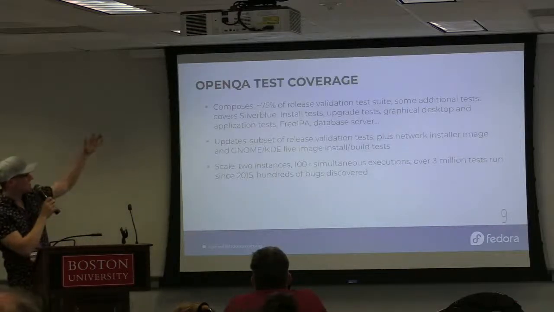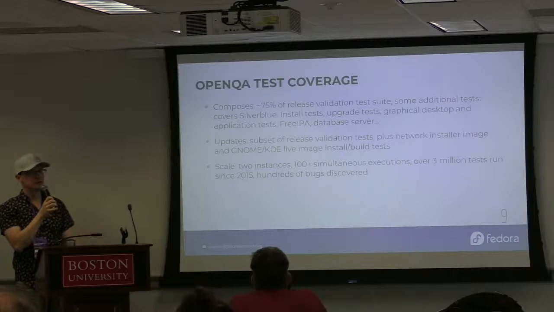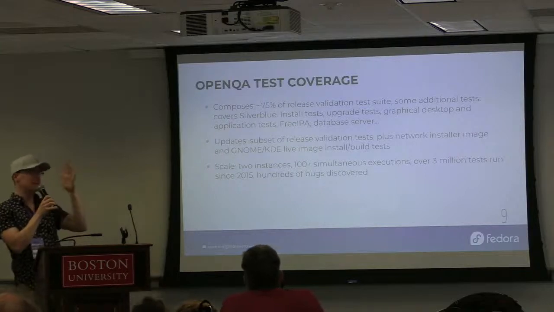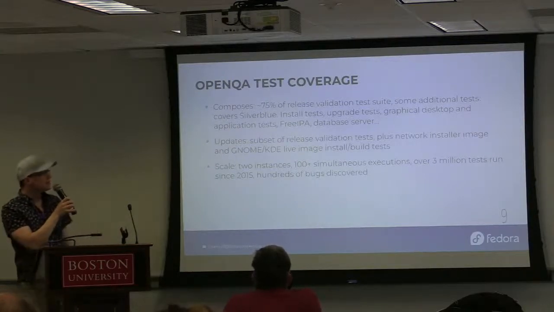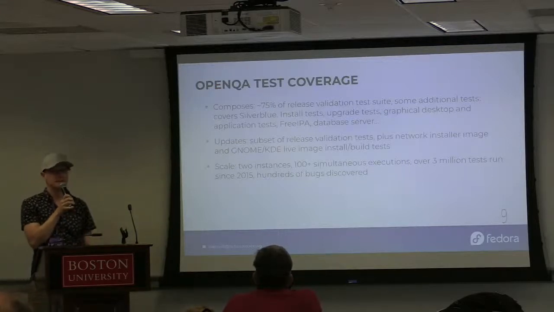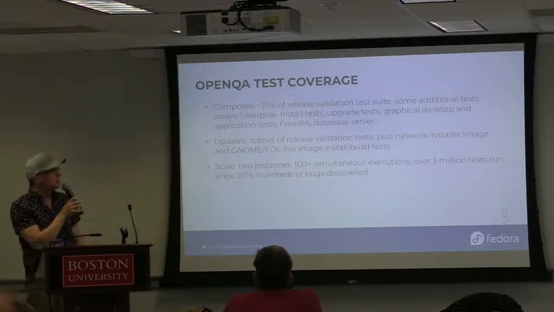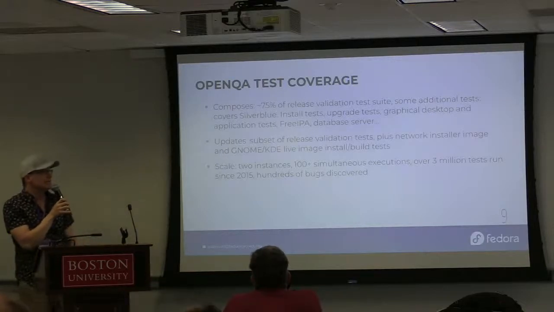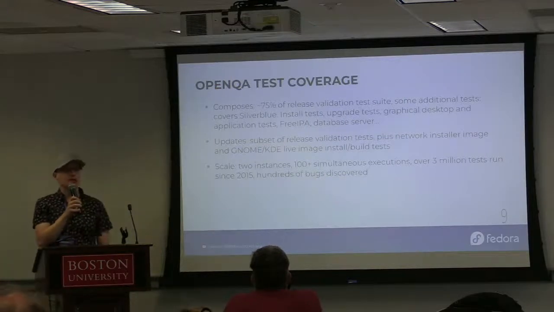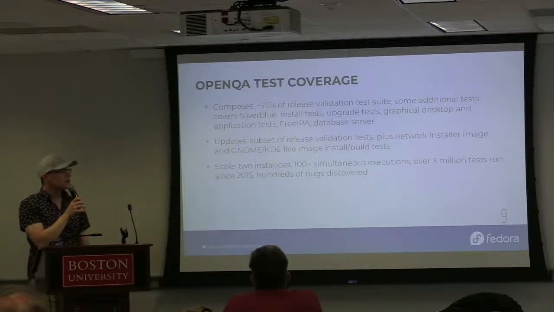OpenQA test coverage, this is just kind of a summary of how much testing we have in OpenQA right now. And this is kind of good for the Fedora folks because we've been expanding this out gradually for years. We started this system in 2015 and we just keep adding on to it. So right now we cover 75% of the release validation tests, those hundreds of tests that we used to have to do manually, 3/4 of them are now done by the robot, which is fantastic. We also added some new tests just because they were useful and easy to implement in OpenQA. And it also covers Silverblue, which is not release blocking, but it's important to Fedora, so we wanted to cover that.